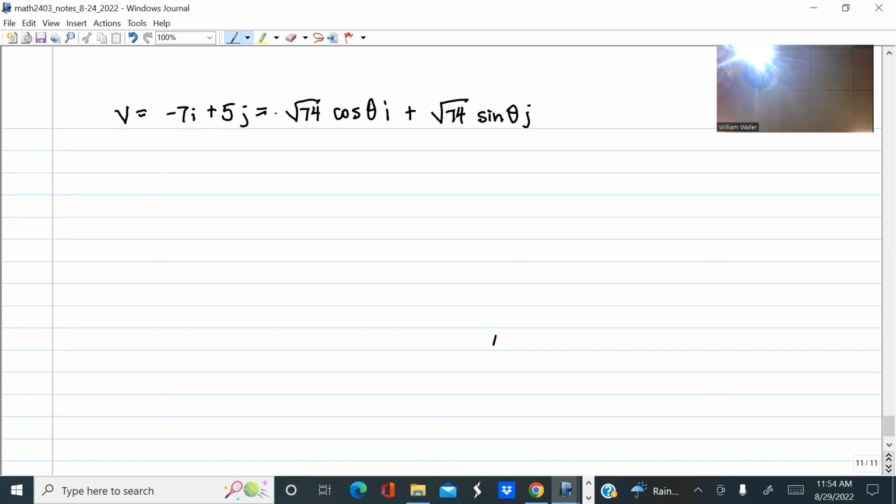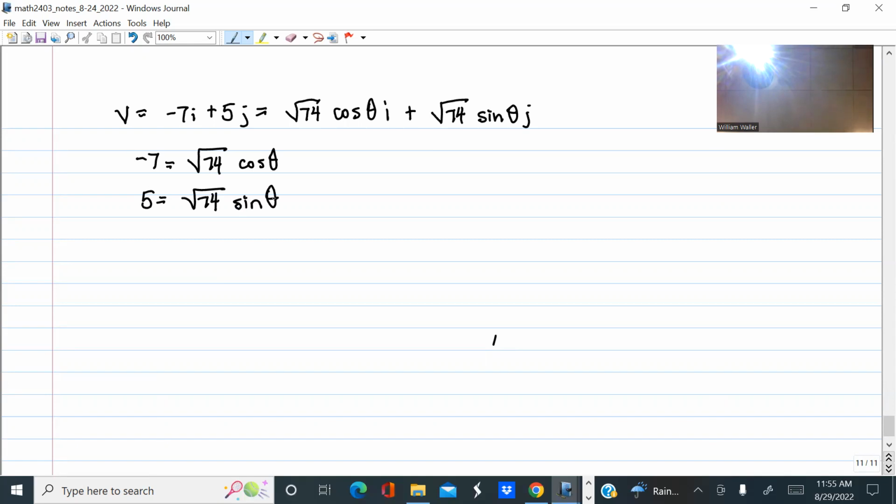So these two things are equal to each other, and they're both linear combinations of i and j. This is a combination of i and j. This is a combination of i and j. So you can equate the coefficients here. So what you know is that minus 7 has to be equal to the square root of 74 times the cosine of theta. And also you know that 5 has to be the square root of 74 times the sine of theta.